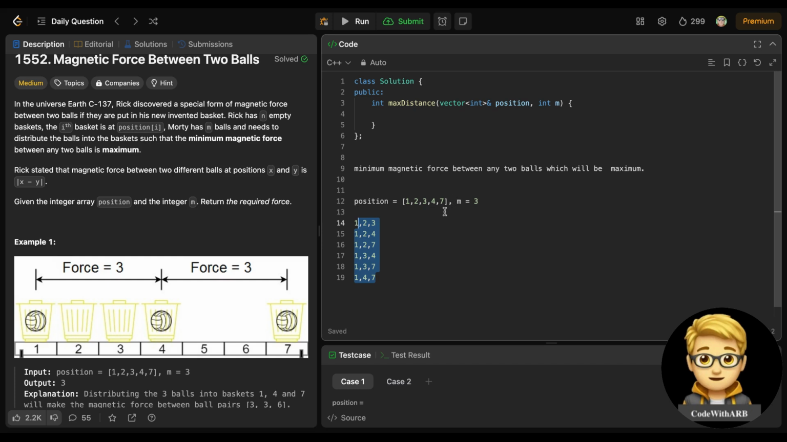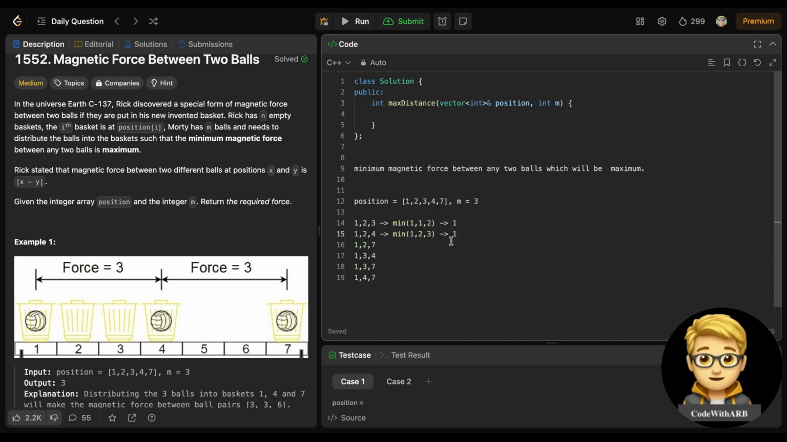So we need to put these balls at some place where, suppose if I choose this, the minimum magnetic force between any two balls is what? Between 1 and 2 it is 1, between 2 and 3 it is 1, and between 1 and 3 it is 2, right? So the minimum of these is 1, of course. What will the minimum magnetic force be between these 1, 2, 4? This will be 1, this will be 2, and this will be 3. Between 1 and 2 it is 1, between 2 and 4 is 2, between 1 and 4 is 3. What will the minimum of this be?